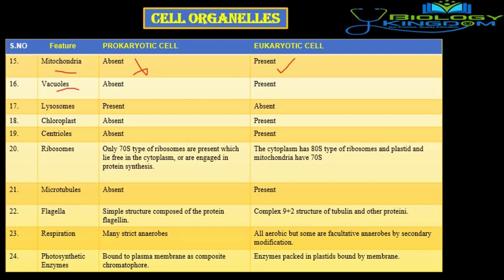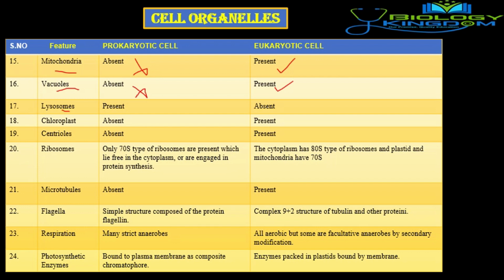In the same way, vacuoles are absent in prokaryotic cells and present in eukaryotic cells. Because in every plant cell we can find a vacuole, which acts as a reserve for food materials and storage of food, and helps in the utilization of it in the form of energy in adverse conditions.